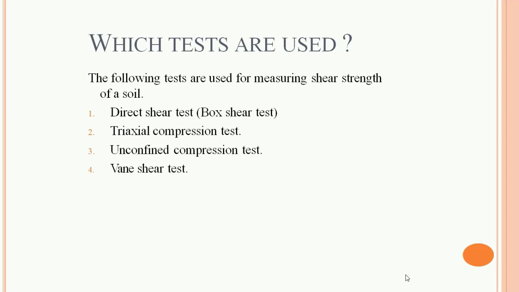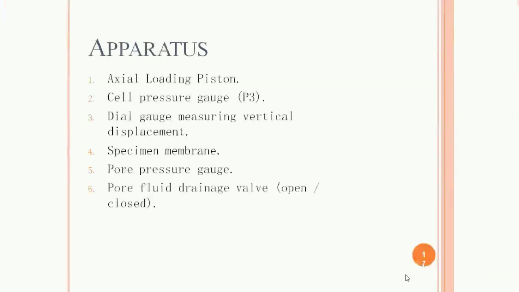For calculating the shear strength of the soil, there are basically four methods which we can use. Direct shear test, also called the box shear test. Then the triaxial compression test, also known as the triaxial method. Then the unconfined compression test. Then the vane shear test. In this lecture we are going to discuss the triaxial compression test.